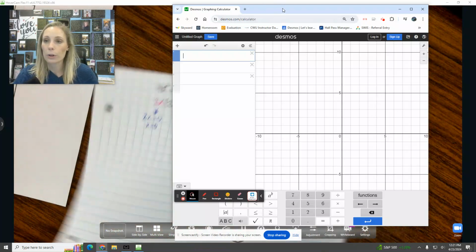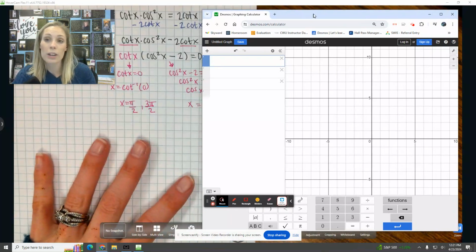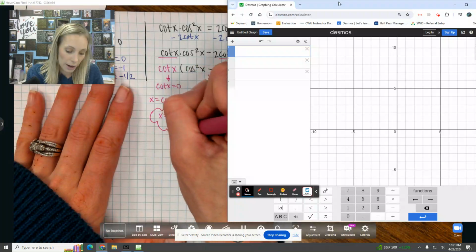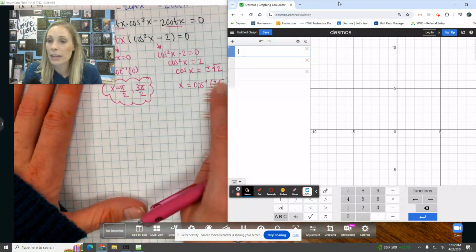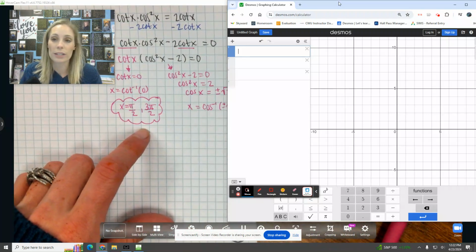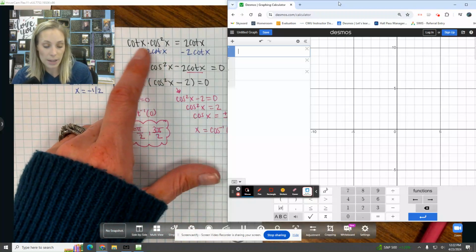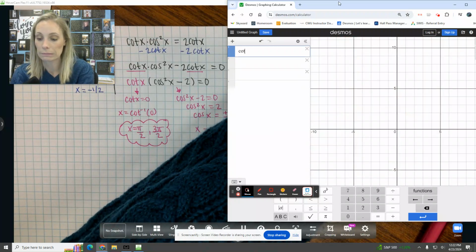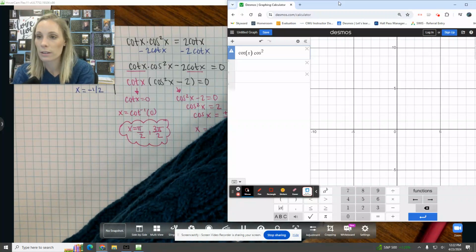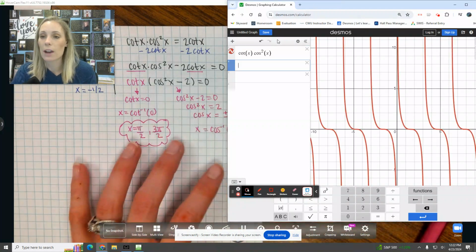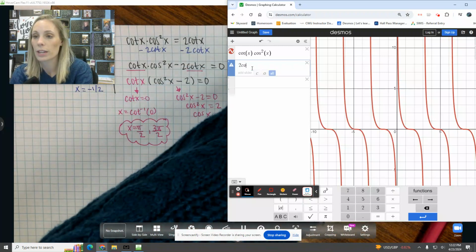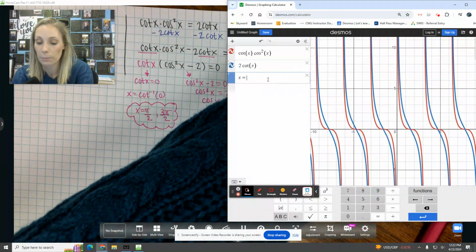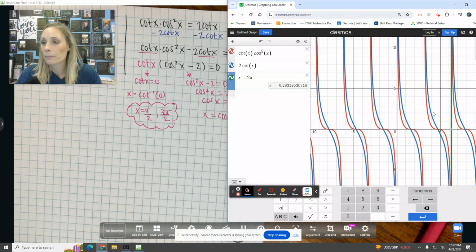My last step when I'm working through these problems is to double check in Desmos that I have found all of the answers. So I have found these right here as my solutions. This did not give me any more solutions, so I just want to make sure using Desmos that this is correct. So using Desmos, I'm going to plug in this equation, cotangent of x times cosine squared of x. I'm going to drop down and put in 2 cotangent of x. And I want to make sure I'm only looking before 2 pi. That's that green line right there.